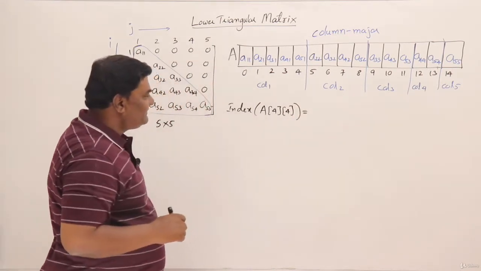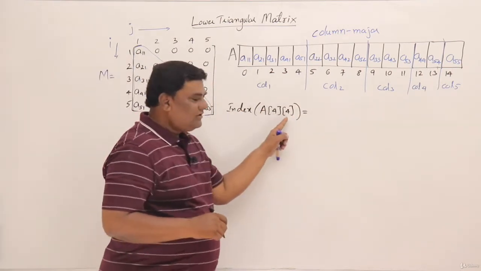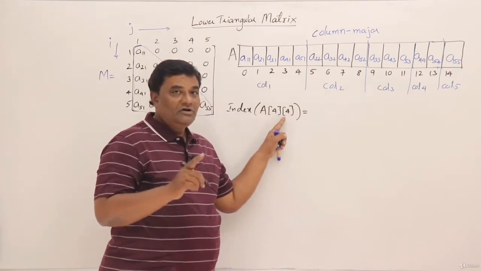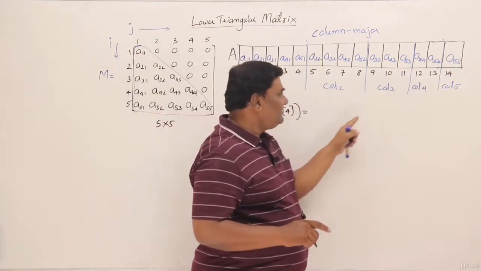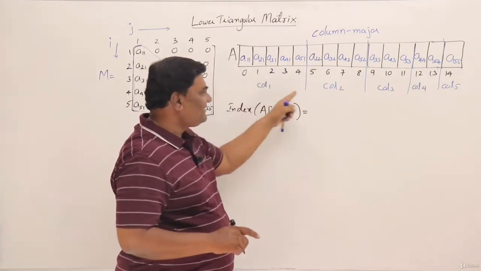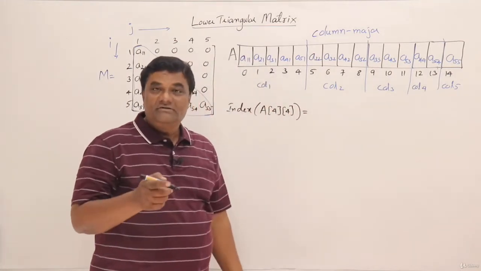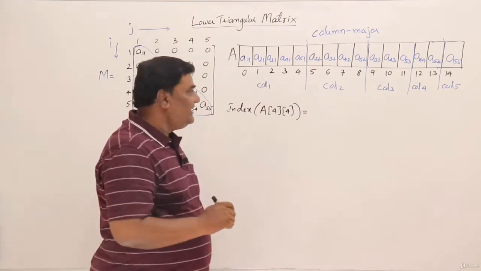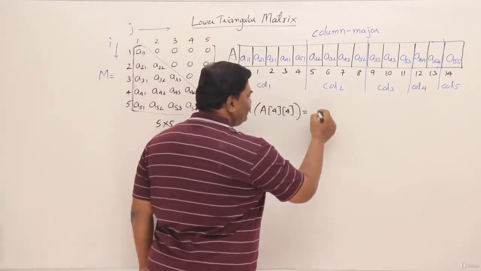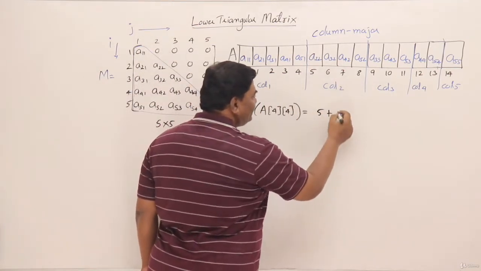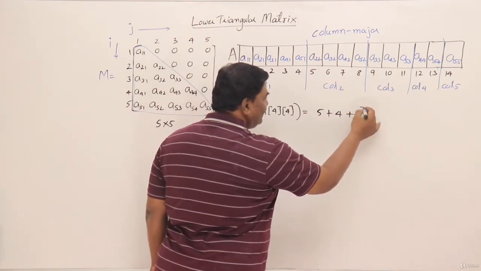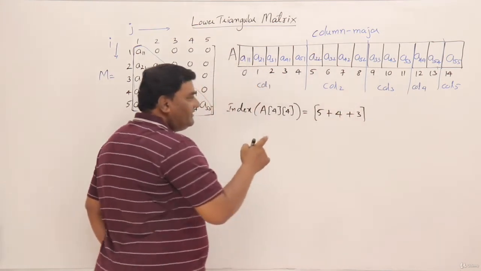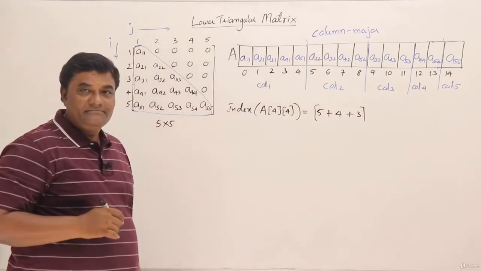How to get the index? First, check for the column. The column is fourth, so I have to go to the fourth column. Fourth column means I should skip how many columns? 3 columns. So the first column has 5 elements, the second column has 4 elements, and the third column has 3 elements. I should skip all these columns: 5, then 4, then 3.